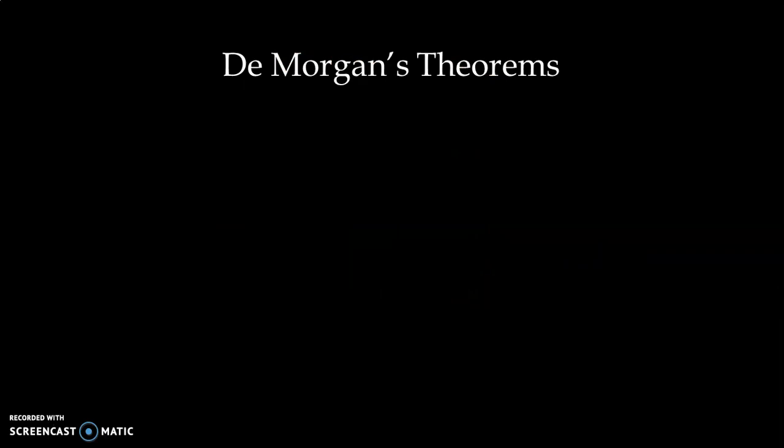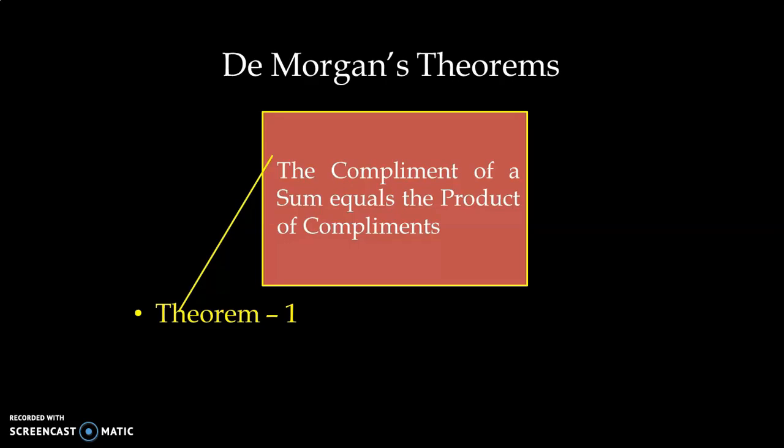So let us revise the first theorem of De Morgan. De Morgan's first theorem says that the complement of a sum equals the product of complements. So here we have the complement of a sum, and that is equal to the product, here A bar dot B bar, product of complements. So this should be very clear, because while using only NAND gates, we will be using De Morgan's theorem.